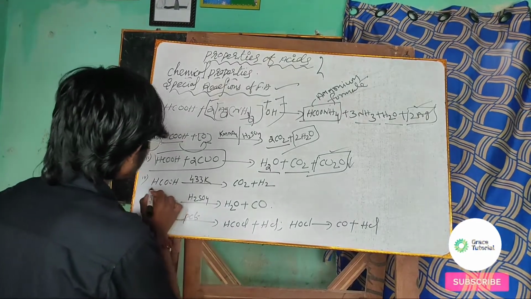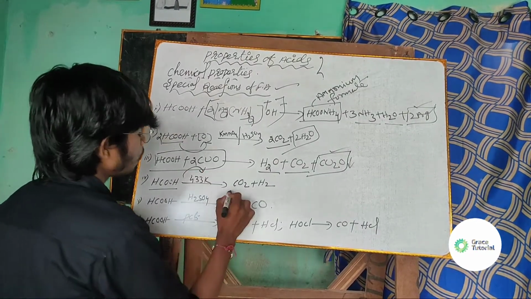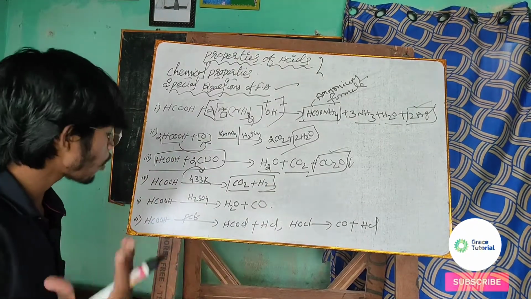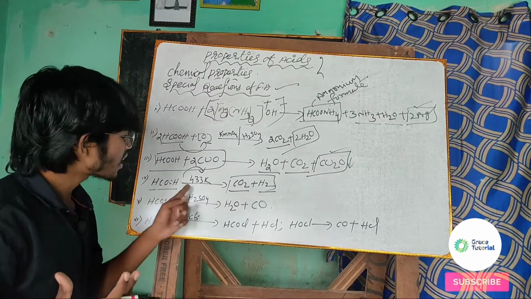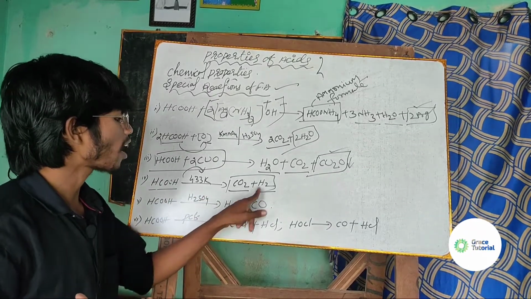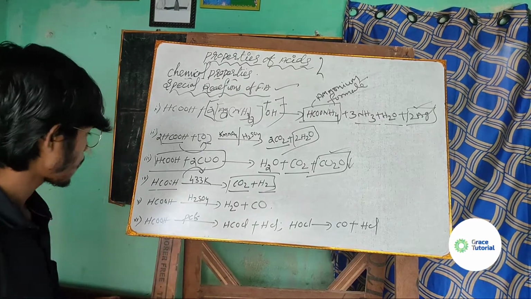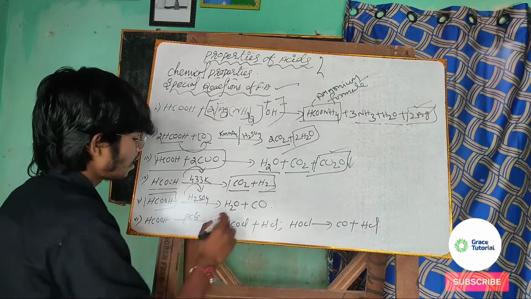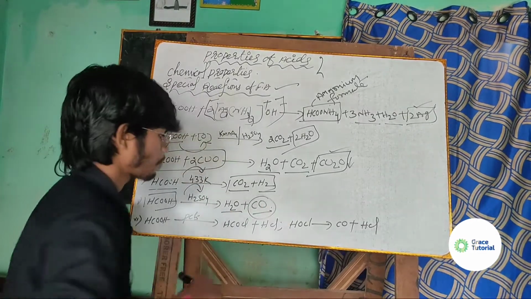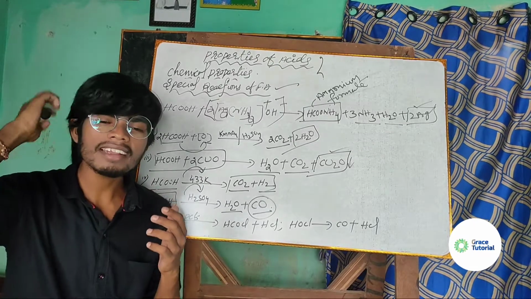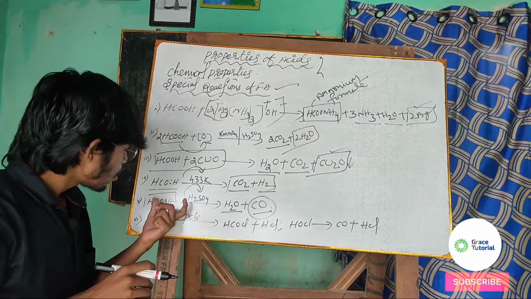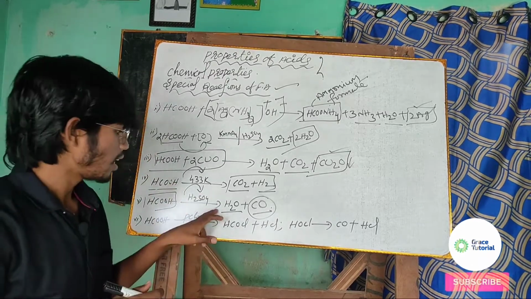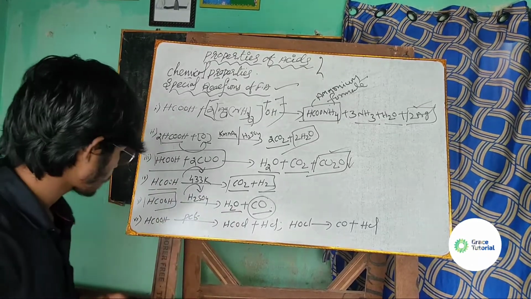And the next one: when formic acid gets heated, we get carbon dioxide and hydrogen. Sometimes there may be a question in the examination, what happens when formic acid gets heated? Formic acid heated at 433 Kelvin gives carbon dioxide and what? H2, hydrogen. Similarly, when formic acid reacts with concentrated sulfuric acid, then water and carbon monoxide are obtained. This question may also come in the examination. It gives water as well as carbon monoxide.